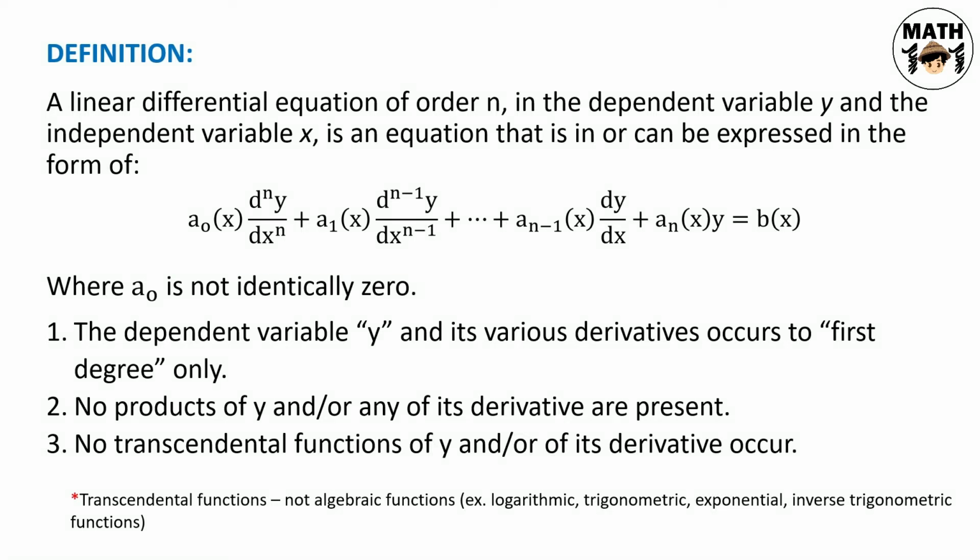Bakit siya hindi pwedeng 0? Kasi kapag 0 yung first term natin, meaning hindi na siya nth order, magiging n-1 order na siya. Observe natin ano bang meron sa form na ito. Number 1, the dependent variable y and its derivative occur to first degree only. Pansinin ninyo, lahat ng derivative natin is first degree lang. And meron tayong y dito, first degree lang din siya.